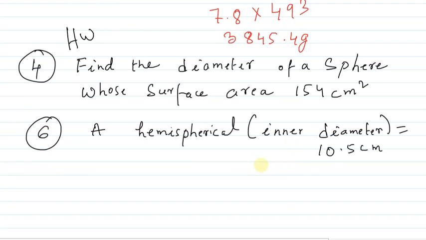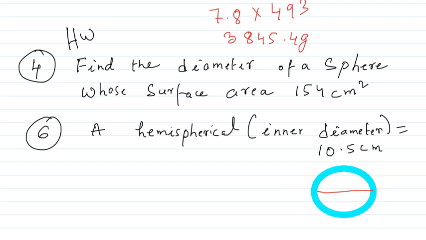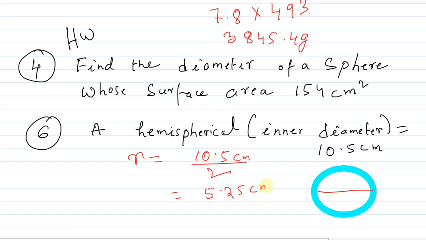Just listen here. The inner is spherical. So what is the formula for the surface area of a sphere? Here the inner diameter is 10.5, so first I will find the radius. The radius is 10.5 centimeter by 2, that means 5.25 centimeter. It is the radius.